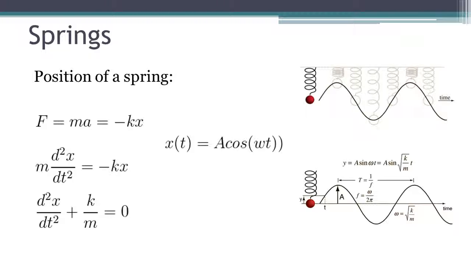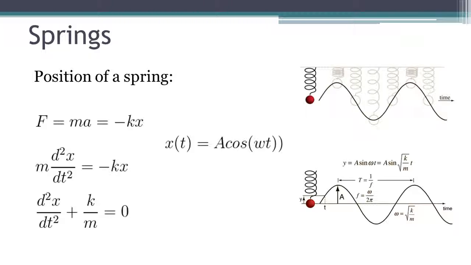To start, we'll take a look at Hooke's law, which tells us that the net force on the spring is equal to negative kx, the spring constant times the displacement. From that, we can set negative kx equal to ma, and since the second derivative of x with respect to time equals acceleration, we can substitute it into our equation.